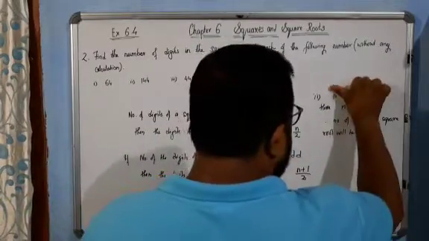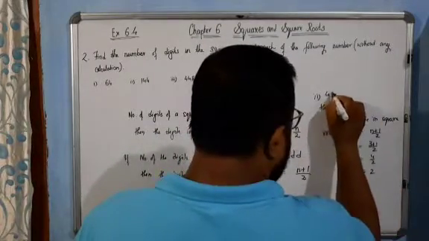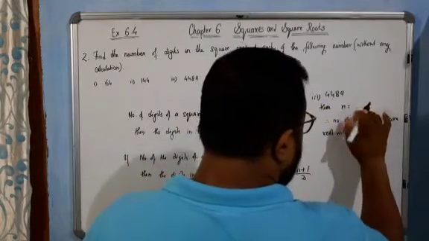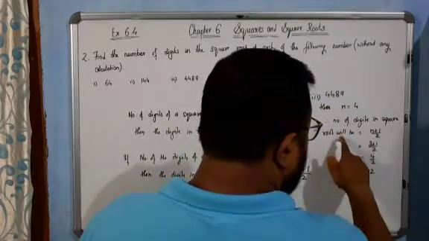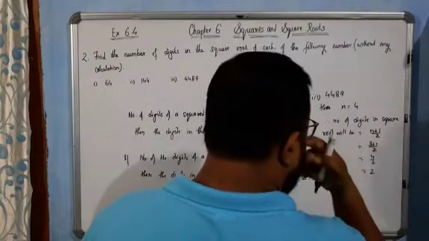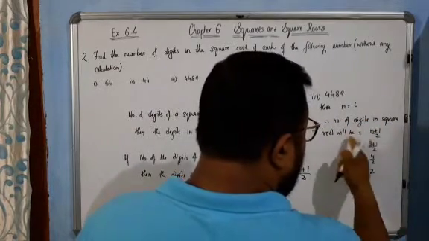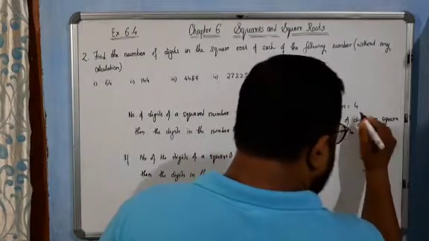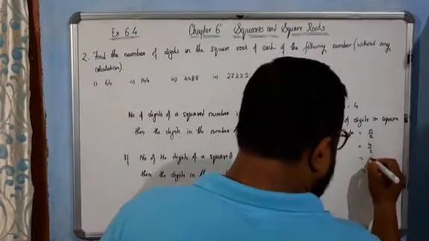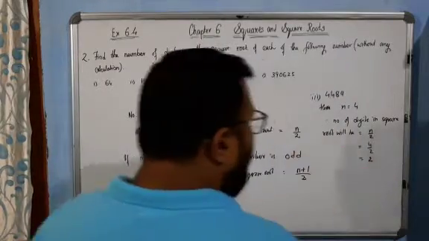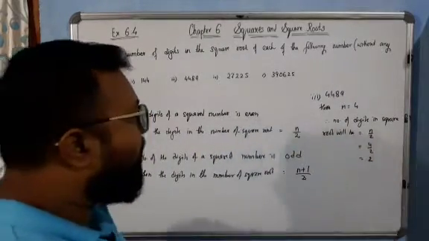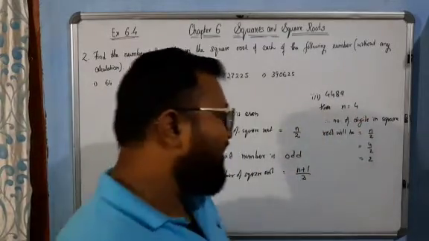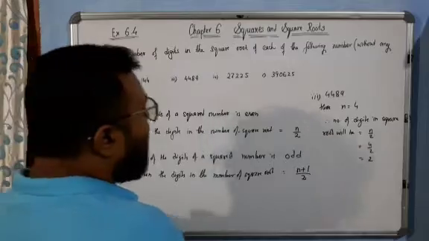4489, third one, 4489. Here n equal to how much? 4. So the number of digits in the square root will be n by 2, because it is even. So 4 by 2 equal to 2. Ultimately, here also, if you make a square root of 4489, the result will have only 2 digits. Okay, now come to the fourth one.